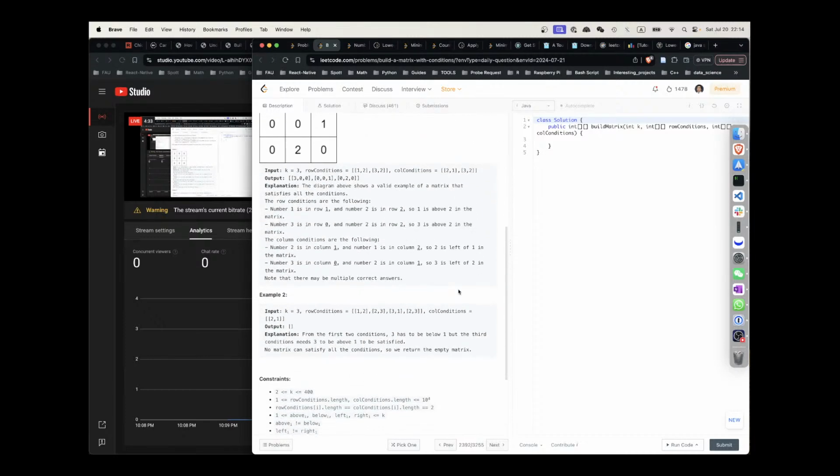Okay, I can actually try this one. So k is 3, so we're looking at a 3 by 3, right? So 1 must be above 2, 2 must be above 3, 3 must be above 1. Wait, what? Oh, you're repeating. 1 must be above 2. 2 must be above 3. And 3 must be above 1. That is impossible.